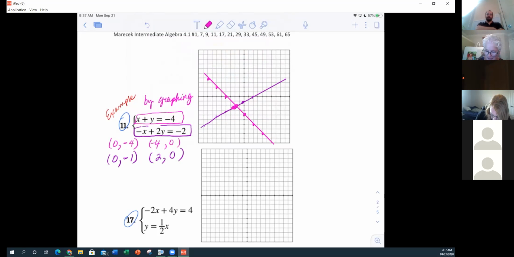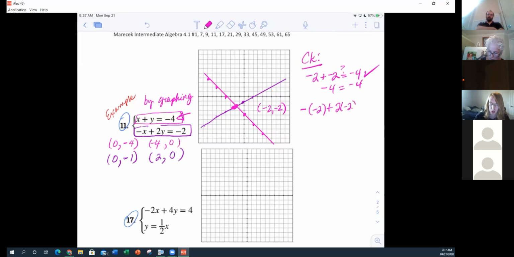So this is where they intersect right there at (-2, -2). And then I want to check my work. Does -2 plus -2, I'm checking it in this first equation, equal -4? Yep, it does. Does the opposite of -2 plus 2 times -2 equal -2? So that would be 2 plus -4. And it works also.